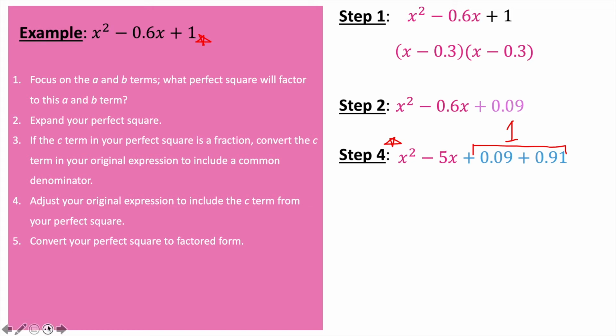At this point, I'm ready for step 5. I can convert my perfect square to factored form. So notice that I have my perfect square, x squared minus 0.6x plus 0.09, just like it appears in step 2, and I can rewrite it in factored form, which I know from step 1 was simply x minus 0.3 times itself, or x minus 0.3 squared, and I have this leftover 0.91 that I'll be sure to include in my expression.